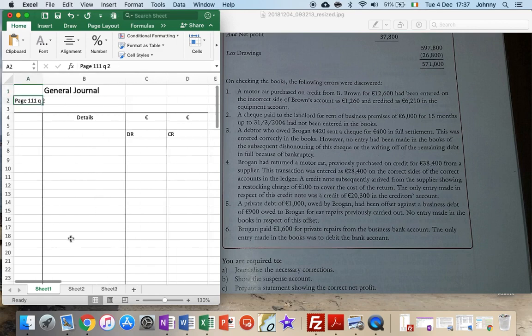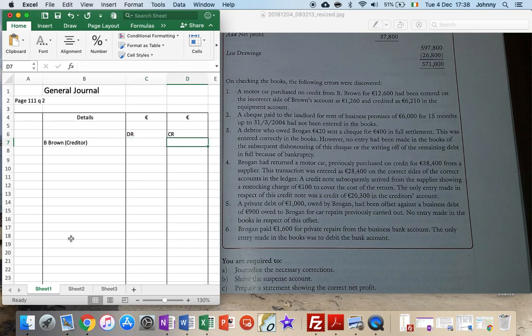So, motor car purchase on credit from B Brown for 12,600, entered incorrect side of Brown's account as 1260. So B Brown, we know, is somebody I owe money to because I bought goods from him. So that means that person's a creditor. So if I put it on the wrong side of account, creditor, somebody I owe money to, is a liability. I should have a credit entry in it. I put it in as a debit.